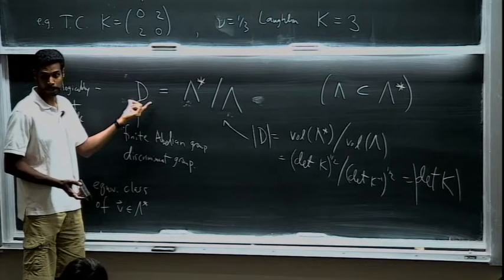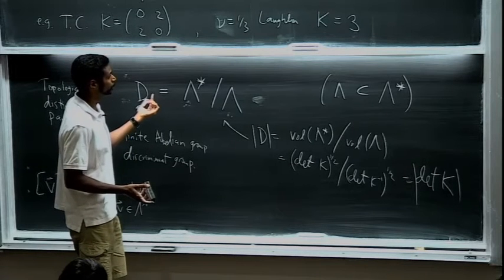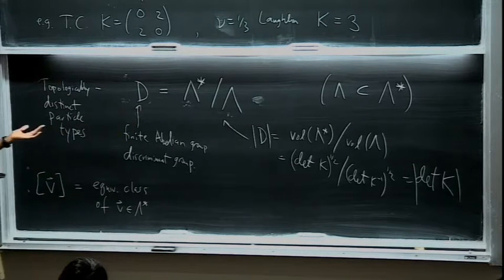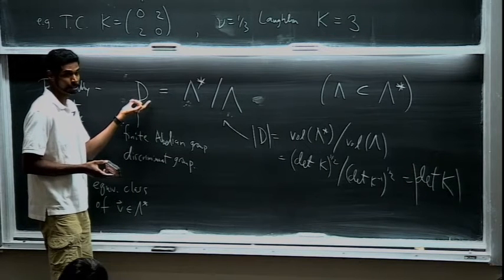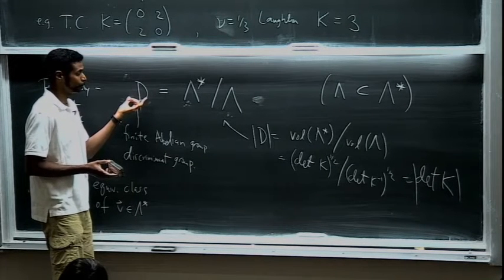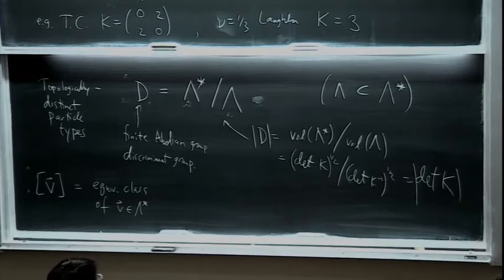So if you recall, in the case of the toric code, we noted that the fusion algebra was in fact a group, just a finite group. That generalizes to this situation here. So the fusion rules are just given by V and V prime, or the equivalence class of V and V prime. Their fusion product is the equivalence class of V plus V prime. Okay, yes?